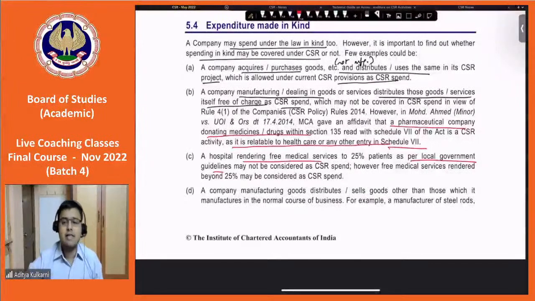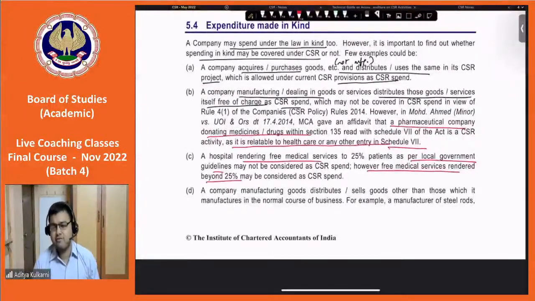However, free medical services beyond that threshold, beyond 25% for example, may be considered as CSR spends. So suppose you gave 20 beds as per government guidelines, but you chose to treat 25 patients free of cost. Those 5 extra patients, whatever medicines you gave, doctors' cost, whatever you have spent, will be regarded as a CSR expenditure.